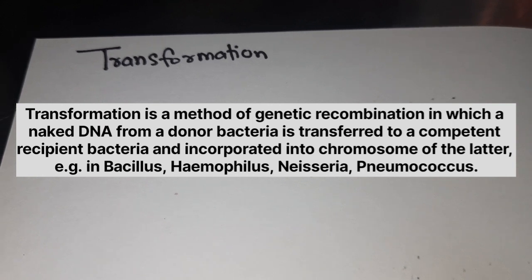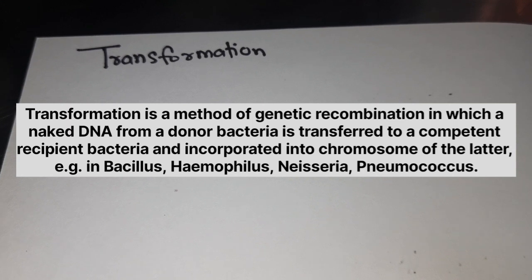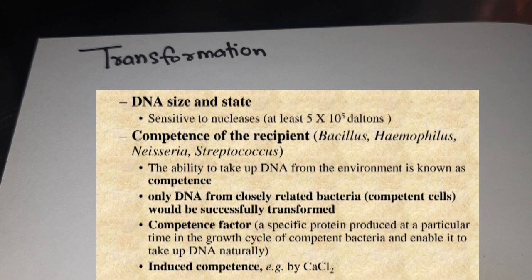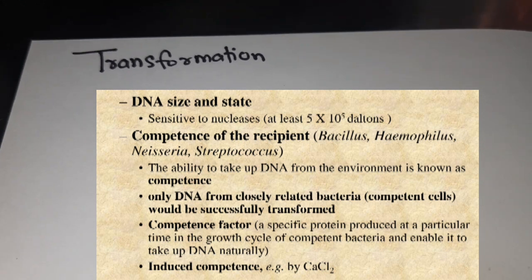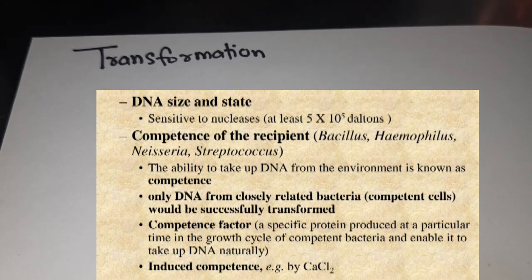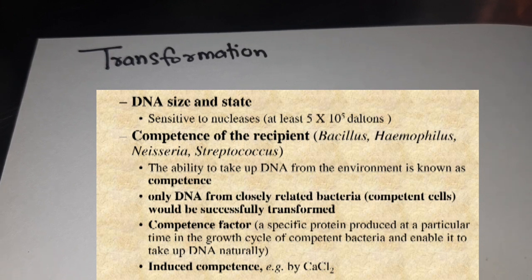In gram-positive bacteria, the DNA is taken up as a single-stranded molecule and the complementary strand is synthesized in the recipient. In gram-negative bacteria, double-stranded DNA is transformed. There are several factors that affect it: DNA size and state, and competence of the recipient. Only DNA from closely related bacteria would be successfully transformed. Then there are competence factor and induced competence. I would suggest you note down all the details to make it easier.